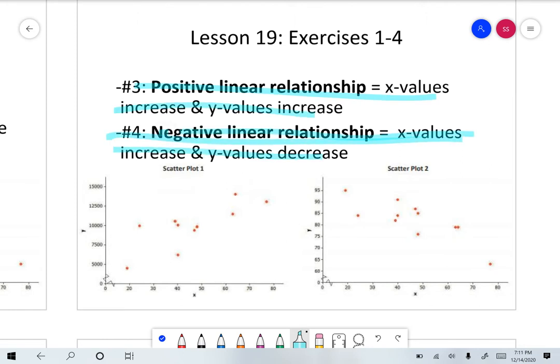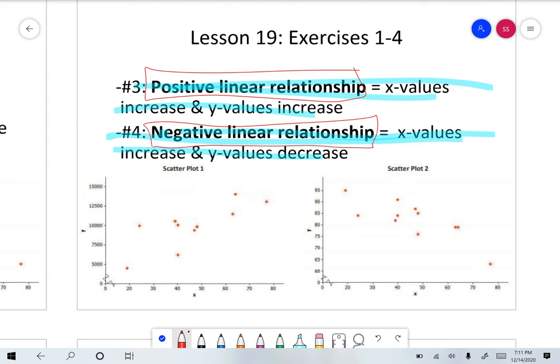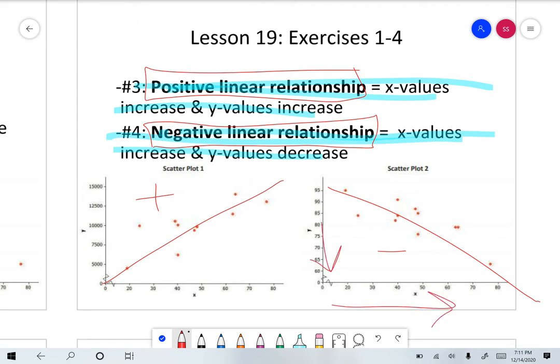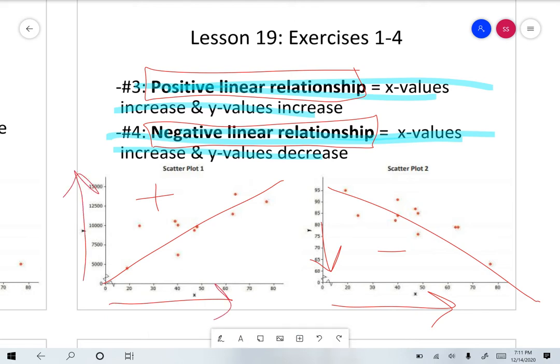So I would definitely write this down. If we have a positive linear relationship, the x values will increase and the y values will increase. But if it's a negative linear relationship, the x values will increase and the y values will decrease. So increase and increase, or increase and decrease. Basically, you can think of the negative one as opposites: as x increases, y decreases. The positive relationship would be equal: your x is increasing, your y is increasing.